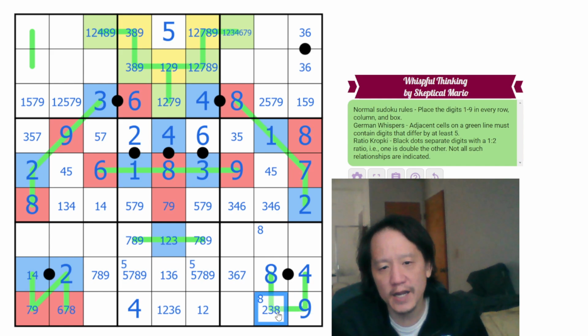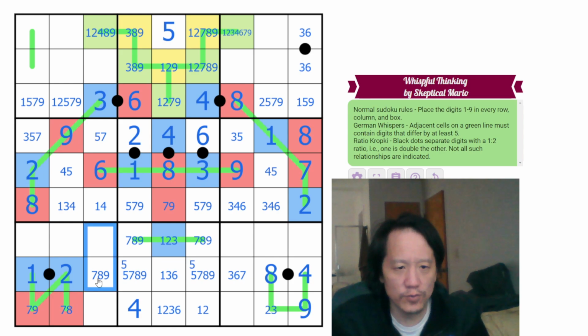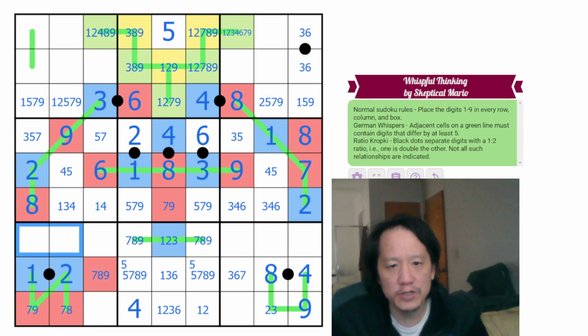Therefore, this is 9, because 4 always has to be next to 9 on a German whisper line. This can't be 8. This can't be 4, so this is 1 now. This is 1 and 2. This can't be 6. So therefore, we have a 7, 8, 9 triplet in box 7. So none of 7, 8, or 9 can be in the rest of the box. Therefore, the 6 has to be here, which means this has to contain a 6, because this cannot be a 6 anymore, because 6 can't be here.